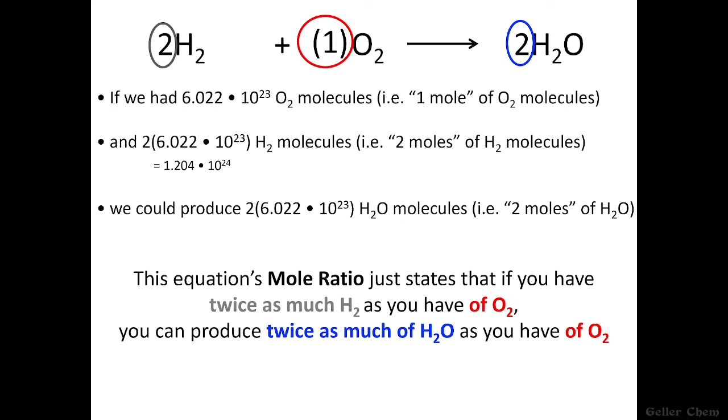The mole ratio is ultimately just describing the relative numbers of reactants needed to form products. And since we typically talk about moles in chemistry rather than just a few atoms or molecules, it makes sense to call this the mole ratio. Now later in your chemistry class, you're going to learn about limiting reactants, which adds another layer of complexity to the math associated with these equations.